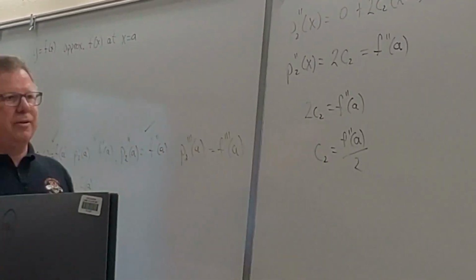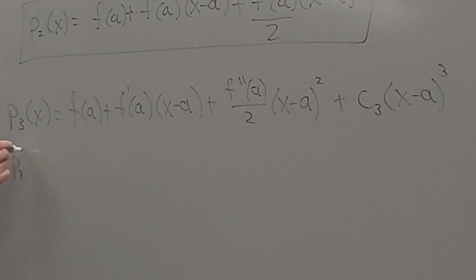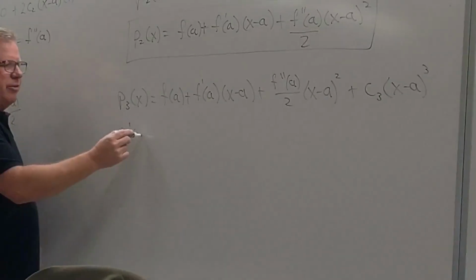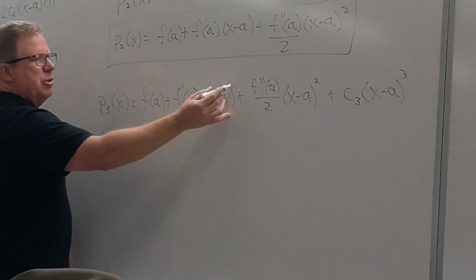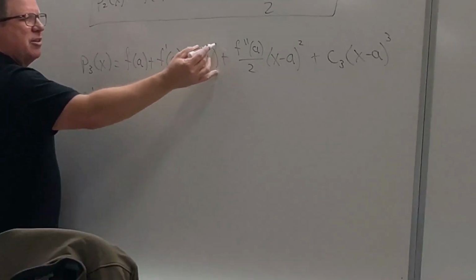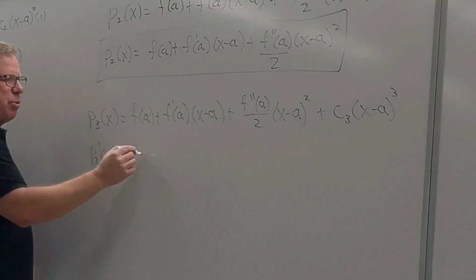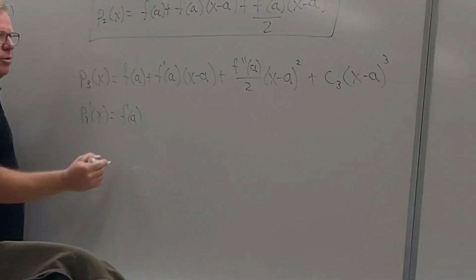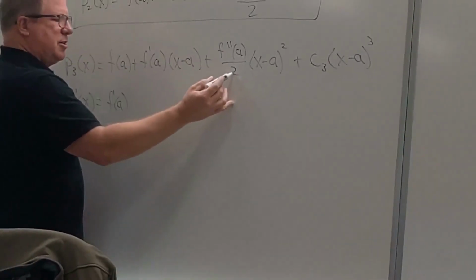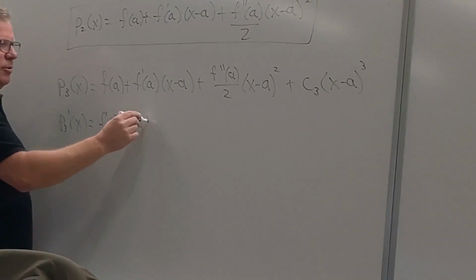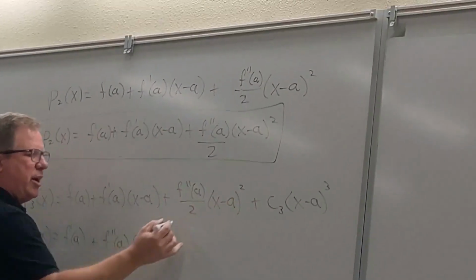I'll do it faster this time. P3 prime of x, that'll be 0. When we bring the 1 down and subtract, that'll be to the 0 power, so that'll be 1. So we'll just have this f prime of a here. When we bring down the 2, it'll cancel with this 2. X minus a, subtract 1, now it's to the 1.